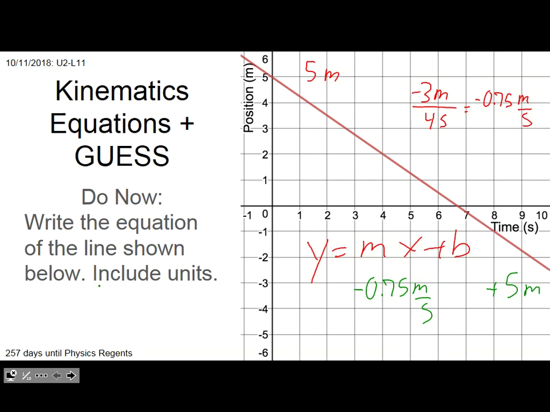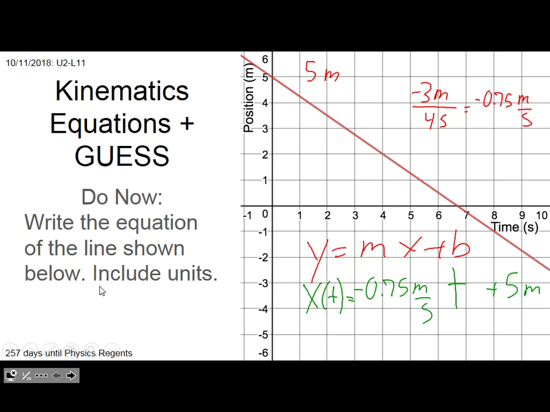What variable should we replace x with? T. And what variable should we replace y with? Yajali? V, P, X. Okay, it's okay if you wrote P, just X, because it's the variable. So actually, you could also write it as X of T.